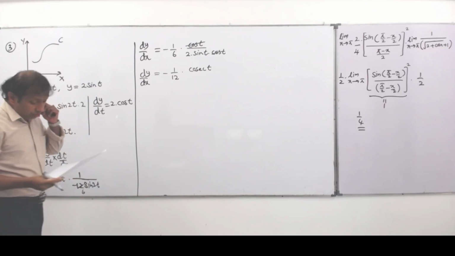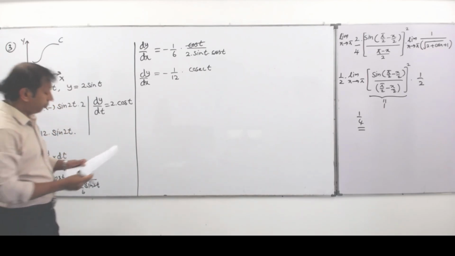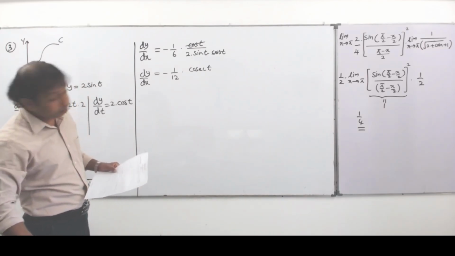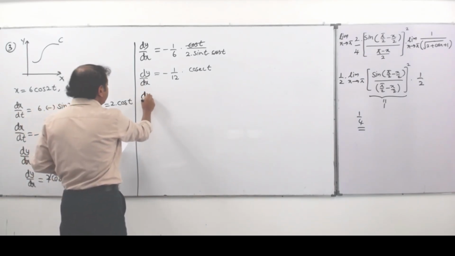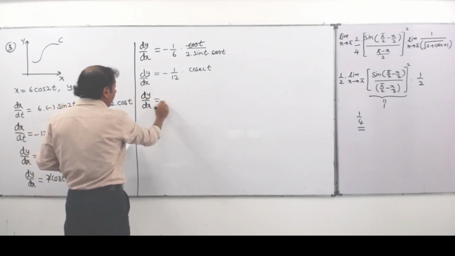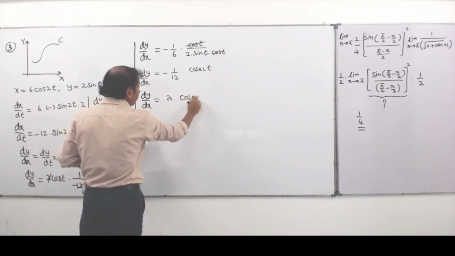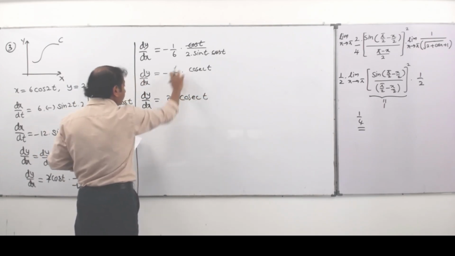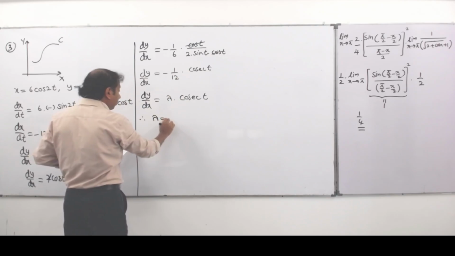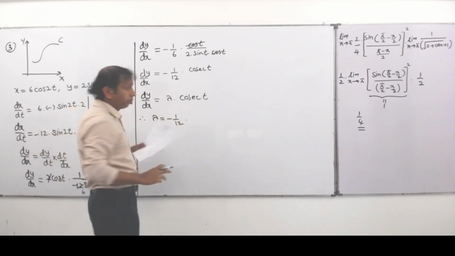Now asking to write this dy by dx as lambda cosec t. Asking to write this dy by dx as lambda times cosec t. So this lambda going to be this answer. Therefore, lambda equals 1 upon 12. Correct.